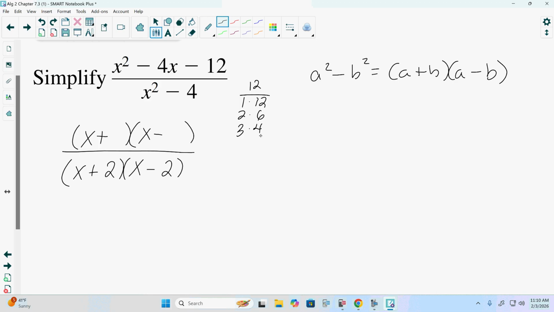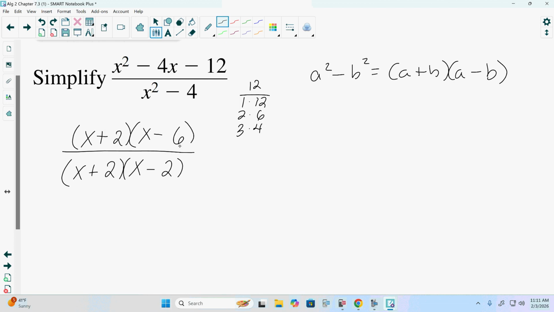Which one of these sets of factors do we want to try first? 2 and 6. 3 and 4, 1 and 12, they might work. But if they do, there's no way for me to get a set of parentheses on top that's what? X plus 2 or x minus 2. Because if it was x plus 2 times x minus 6, it might be, it might not. We do now have a common factor of x plus 2 on top and bottom. It's giving me hints.